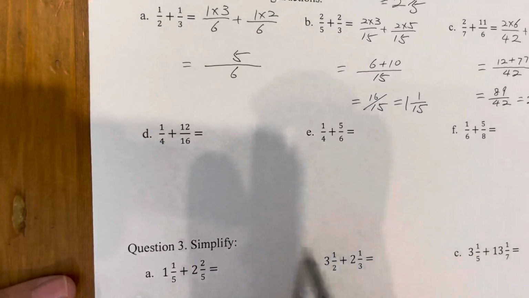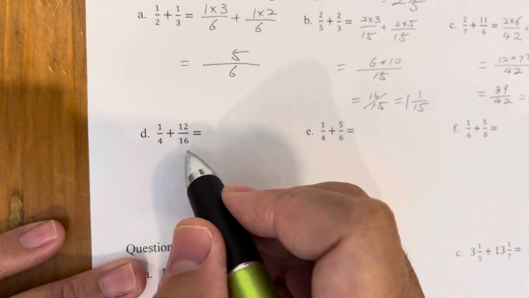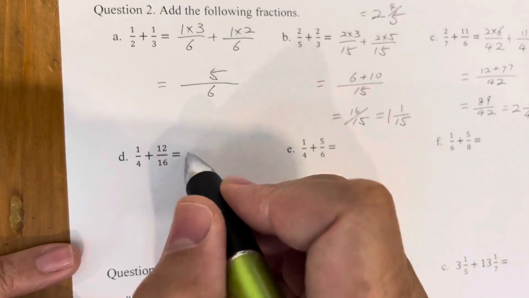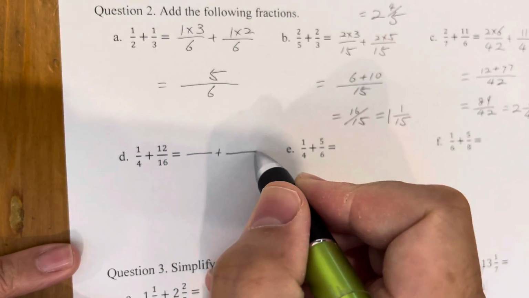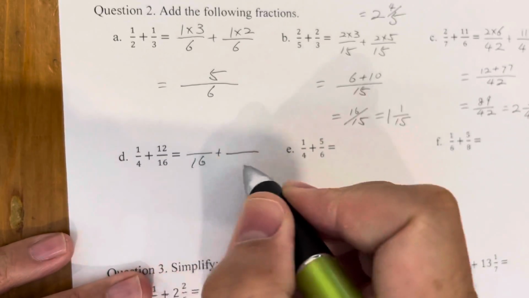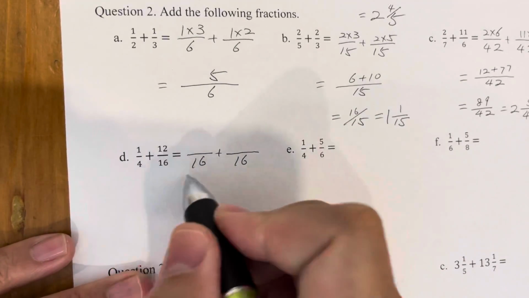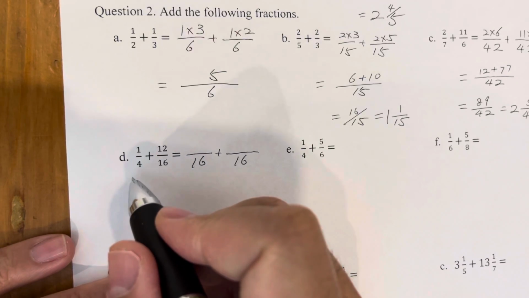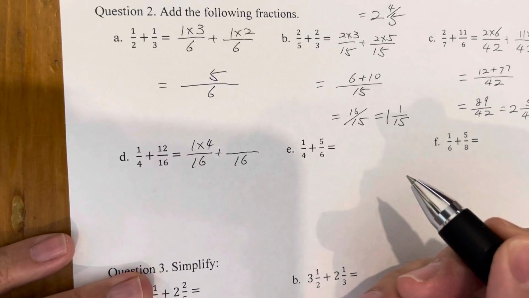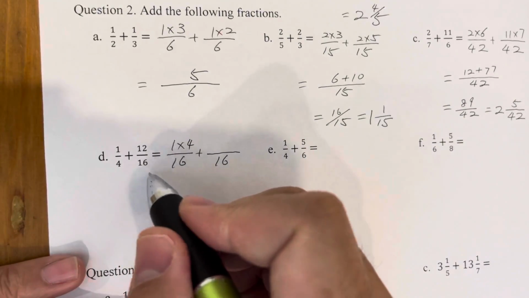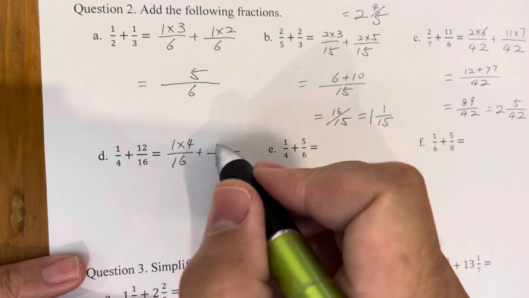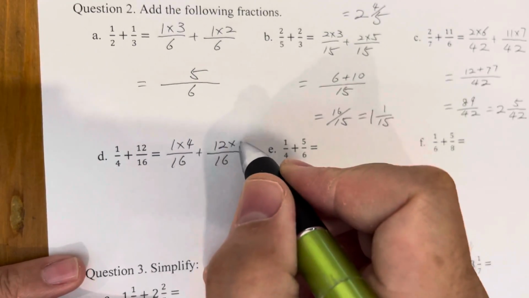D. We have 1/4 plus 12/16. Again, what's the common denominator for 4 and 16? We can fit both 4 and 16 into the number 16. How many 4 can fit in 16? 4 times. We multiply the numerator by 4 for the first fraction. How many 16 can fit in the 16? Once. Then we multiply the numerator by once.